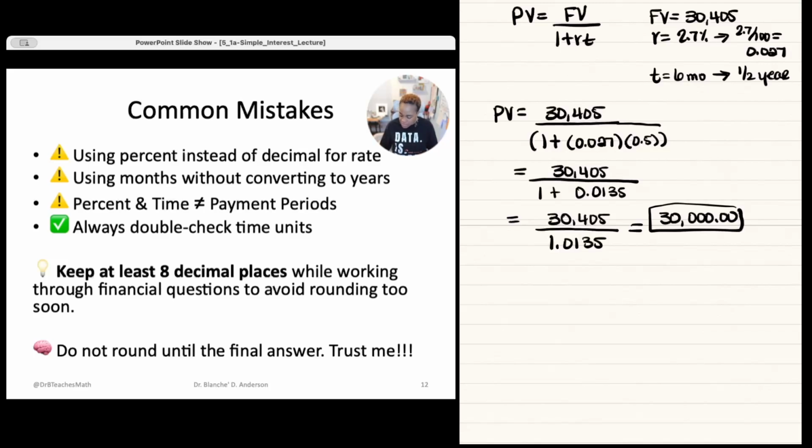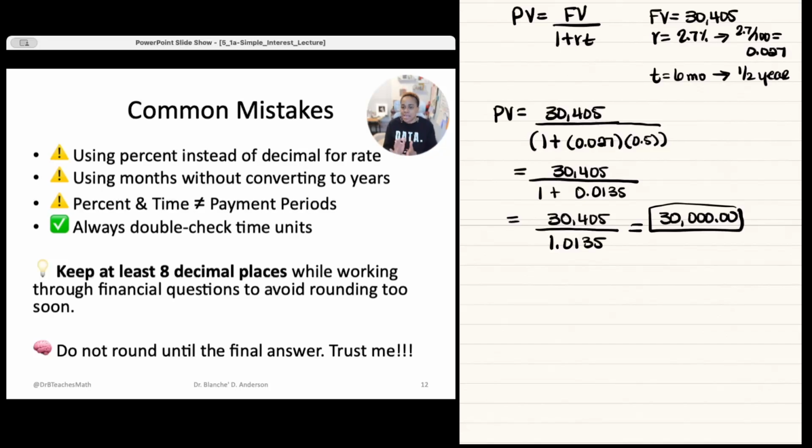Like right now, everything matches. You had your annual rate and your annual time period. As long as the rate and the time period match, annual. When we get into compound interest, you'll see what I'm talking about. So always double check that.